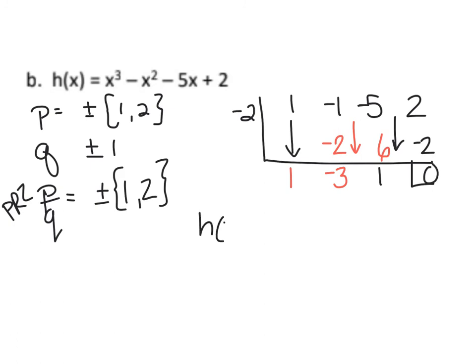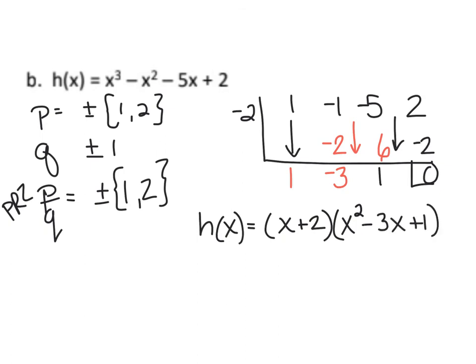So that means that currently my function would be h of x is equal to x plus 2, that would be the factor, times x squared minus 3x plus 1. Now, if you've factored enough, you're going to look at this and go, there's nothing that I can factor, no factors of 1 there that are going to add to negative 3. So how am I going to find the zeros right there? Well, this first one is, of course, x equals negative 2.